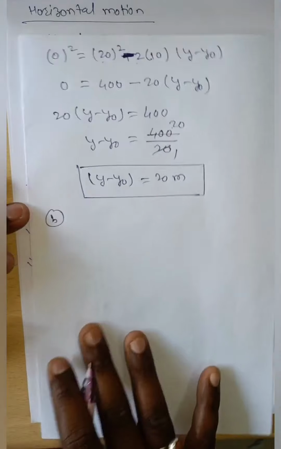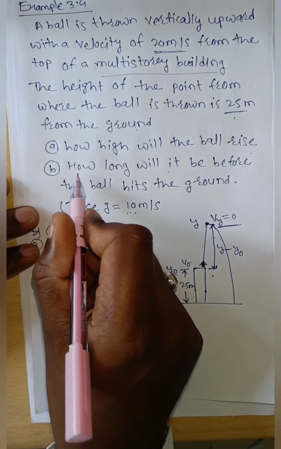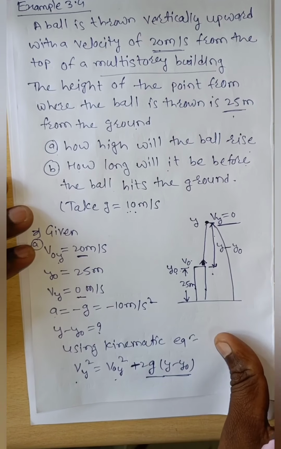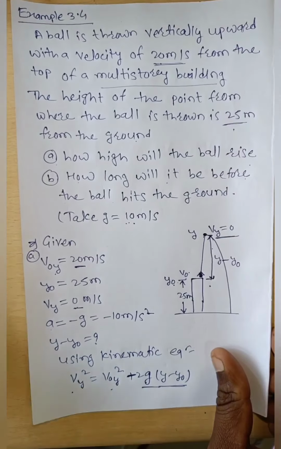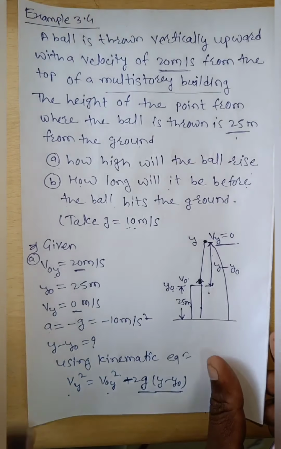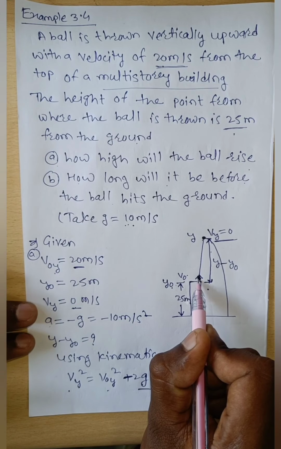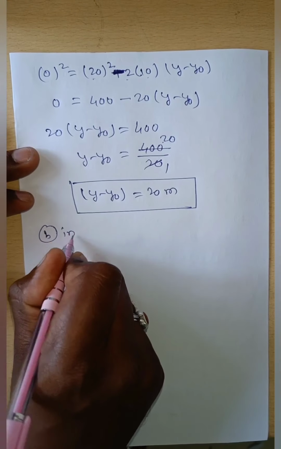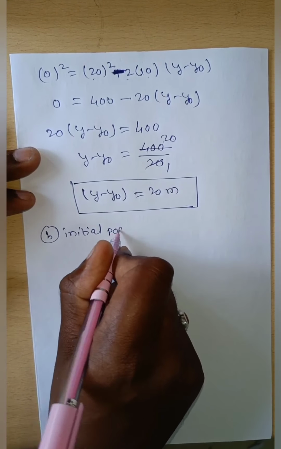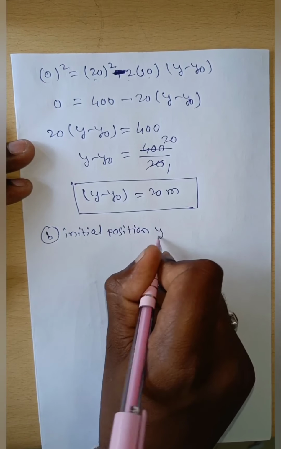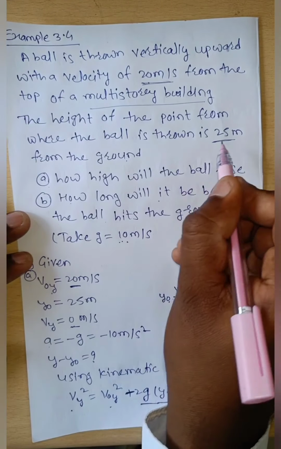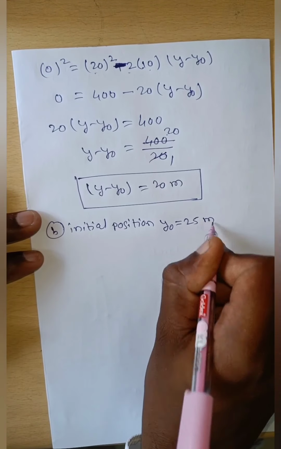Now in the second part, what we have to find out is how long it will be before the ball hits the ground, which means we have to find out the time taken. Initially the ball starts from this point, which means this point is the initial position. The initial position y naught is 25 meters, as they are giving.